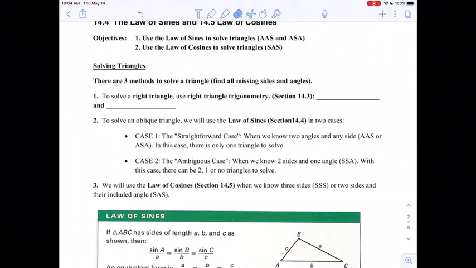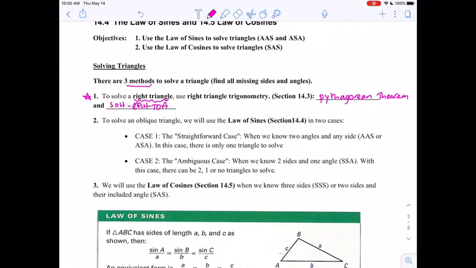So given any triangle, there are three methods to solve for a triangle. We've covered number one, where we have a right triangle, and the methods that we used to solve for missing sides and angles of a right triangle included the Pythagorean theorem and right triangle trig, which I'm going to call by the acronym SOHCAHTOA, because that's usually what students will think of when they think of right triangle trig.